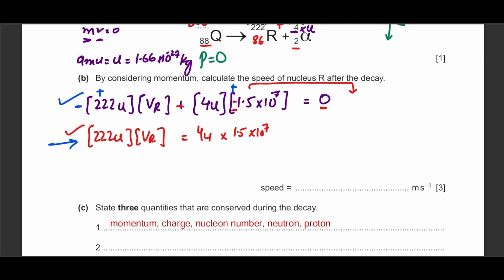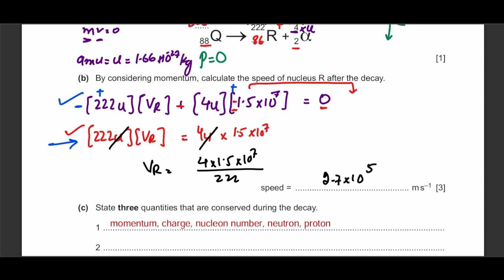Now you don't need to add the atomic mass unit in the question because it's going to get cancelled out from both sides. Luckily, we don't have to deal with big numbers in this case. And now you can simply find that VR, the velocity of particle R, is going to be 4 multiplied by 1.5 × 10^7 divided by 222. And when you do this, your final answer comes out as 2.7 × 10^5 meters per second.